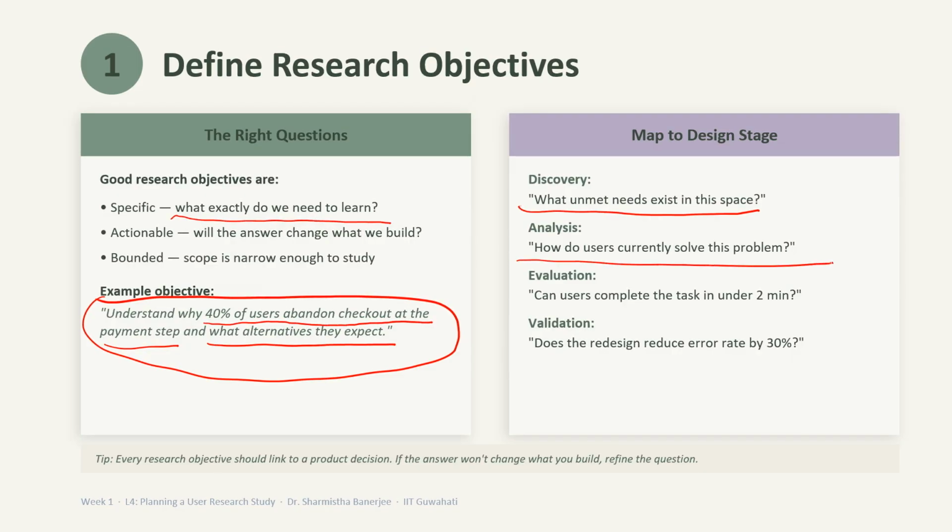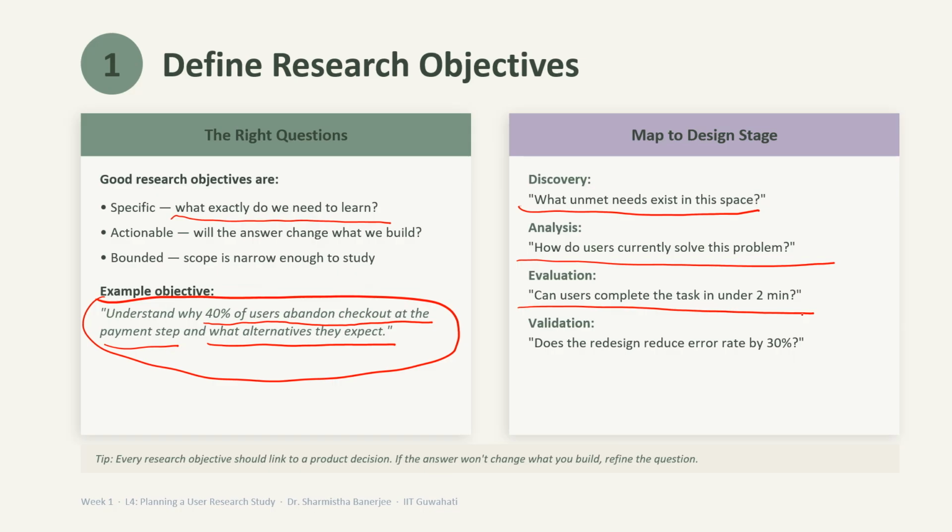However, let's say I already have my e-commerce website and I know that 40% of the people do this action, and I want to analyze how users currently solve this problem, or giving a specific example for this e-commerce website. So I know 40% of users abandon this, and I want to understand why they do this and what alternatives they expect so that they wouldn't have done it. If I was in the evaluation phase, can users complete the task in under 2 minutes? So I am trying to evaluate over here, and I will put an evaluation criteria. So here in this case, okay, under 2 minutes.